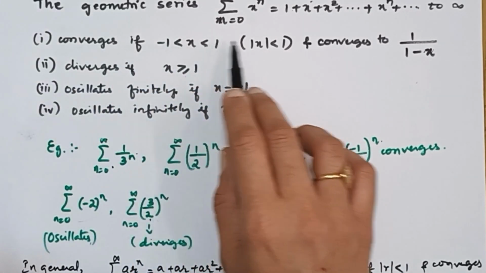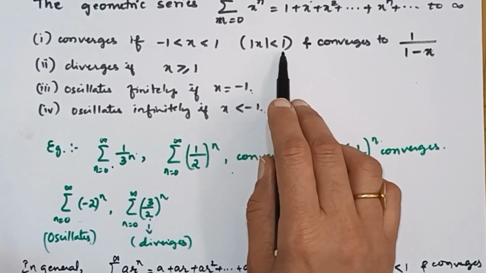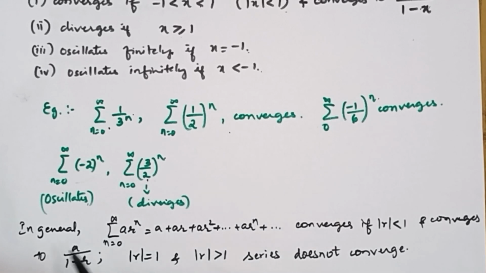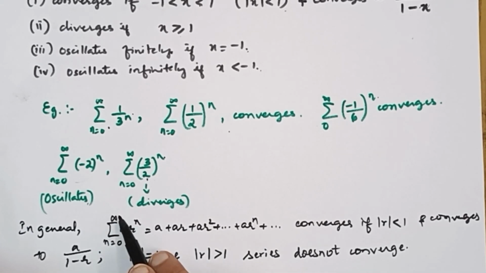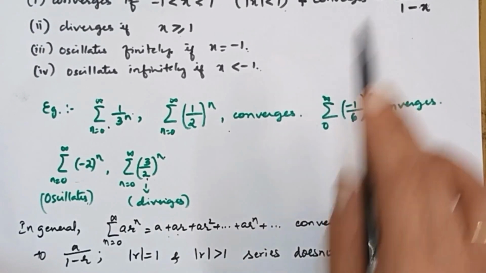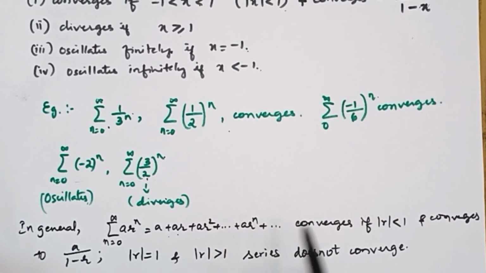Therefore, the convergence depends on the value of x. If mod x is less than 1, then only the geometric series converges. So, in general, if you write the geometric series, it will be summation ar to the power n, n equal to 0 to infinity, a plus ar square plus so on. In the earlier case the first term was 1, but in this case, the first term is a. It converges if mod of r is less than 1, meaning r is greater than minus 1 and less than 1, and it converges to the value a divided by 1 minus r.